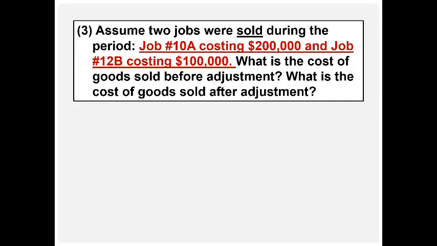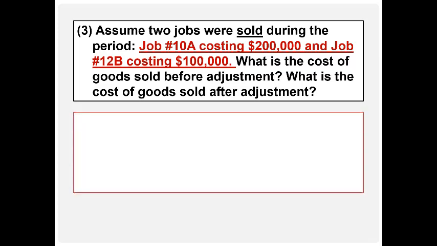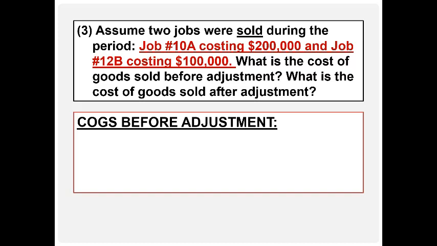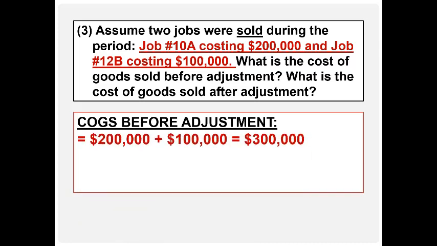Assume two jobs were sold during the period. Job 10A costing $200,000 and Job 12B costing $100,000. What is the cost of goods sold before adjustment? What is the cost of goods sold after adjustment? Well, before adjustment, we will simply add the cost assigned to Job 10A of $200,000 to the cost assigned to Job 12B of $100,000, so cost of goods sold before adjustment is $300,000.